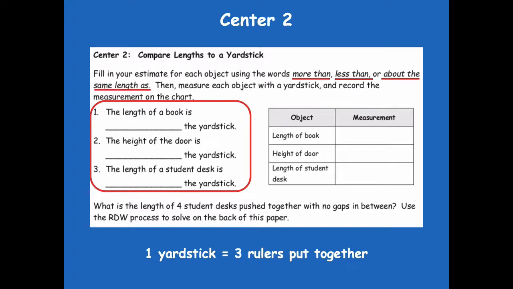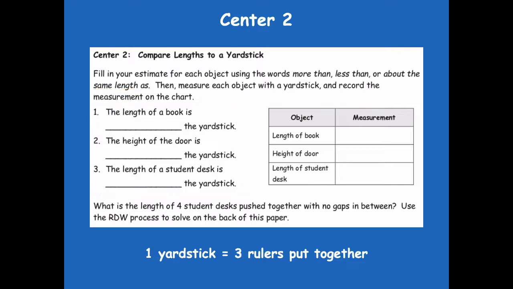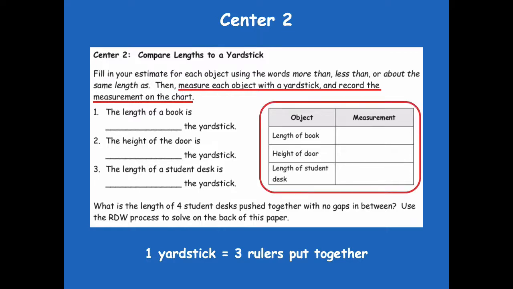So you would say the length of a book is more than, less than, or about the same length as a yardstick, which is 3 rulers. So you would fill in those blanks. Then over in this chart, you're actually going to measure the object with the yardstick and record the measurement on the chart. Do the best you can with your measurements if you don't have a yardstick, using your ruler. Don't worry, it's okay if they're not perfect. Just give it your best try.